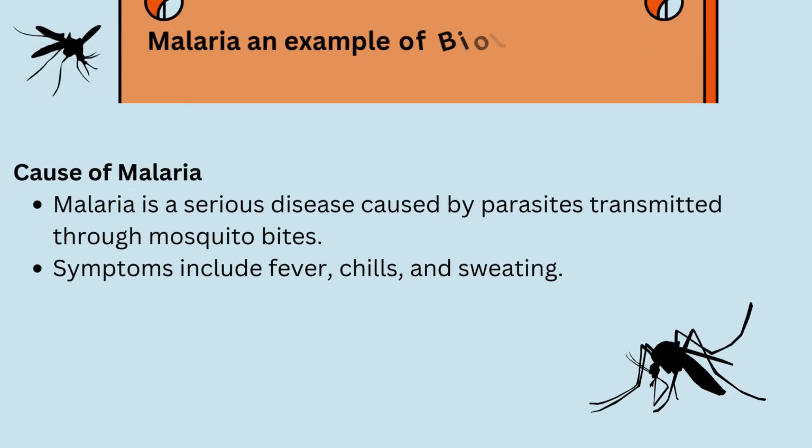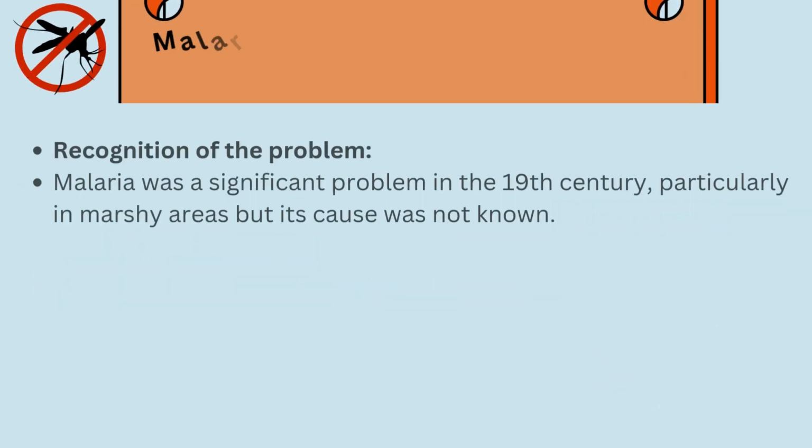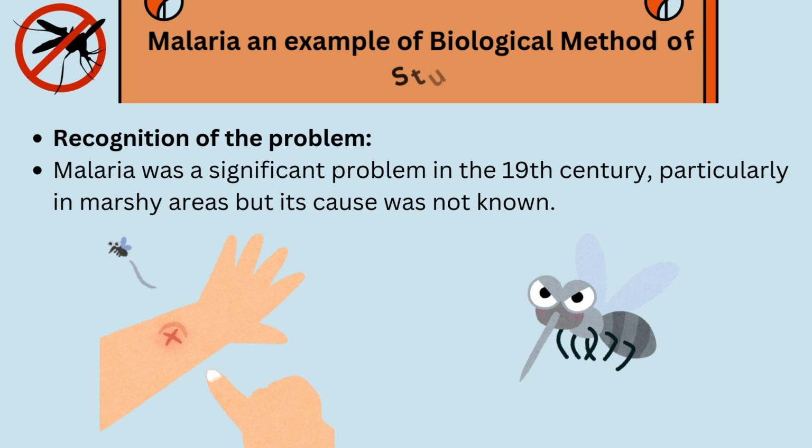Let's take malaria as an example to describe the biological method of studies. Malaria has killed more people than any other disease. Malaria is an example of a biological problem and how such problems can be solved. Malaria is a serious disease caused by a parasite transmitted through mosquitoes' bites. Symptoms include fever, chill, and sweating. It was a significant problem in the 19th century, particularly in the marshy areas.